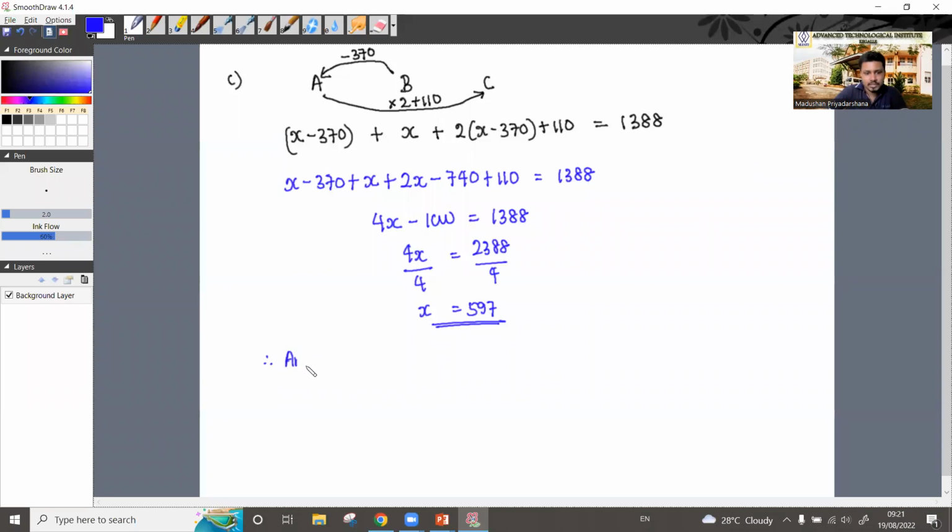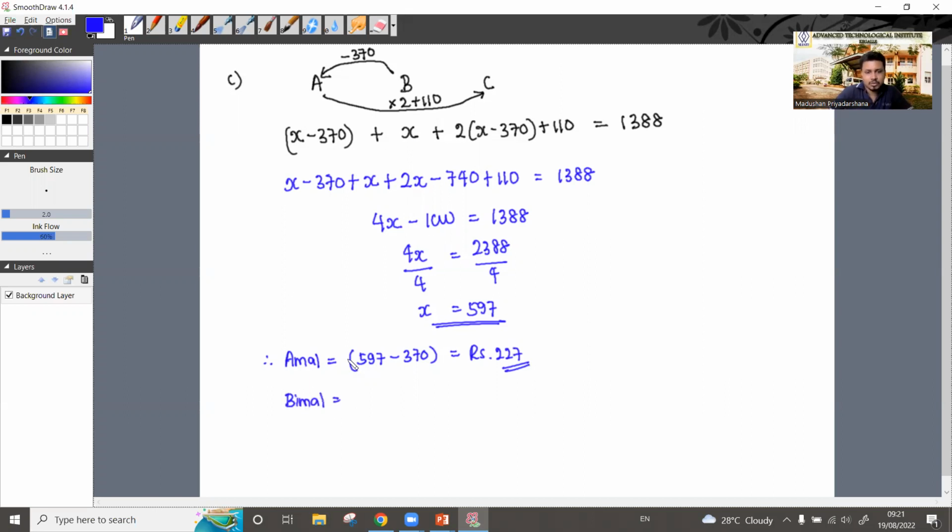Therefore, what is the amount that should be received by Amal here? That is X minus 370. The value of x we have found to be 597. 370 rupees less than that. It means, what is the amount? 227 rupees. Then Bimal.